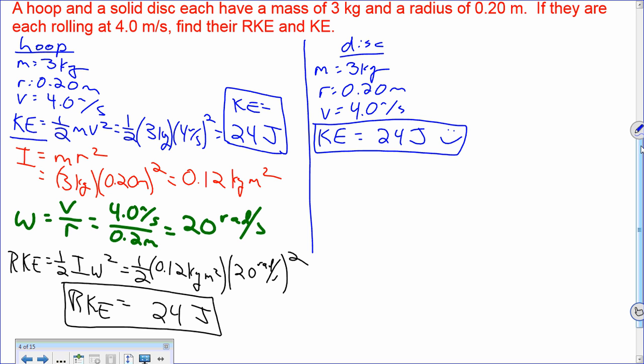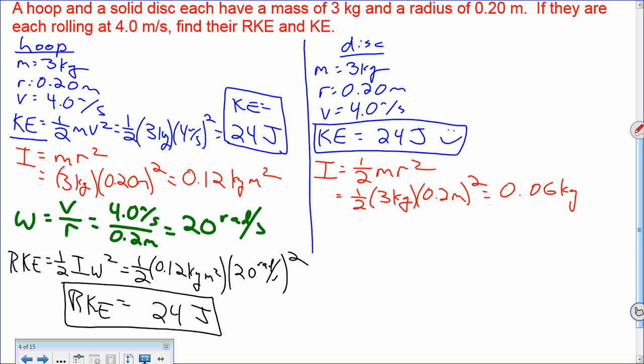All right. So now we need to find the rotational kinetic energy for our disk. So to find the rotational kinetic energy, I need to know I. So what is I for a disk? Instead of being mr squared, it's 1/2 mr squared. So that's 1/2 times 3 kilograms times 0.2 meters. Don't forget to square it. And you get 0.06 kilogram meters squared.